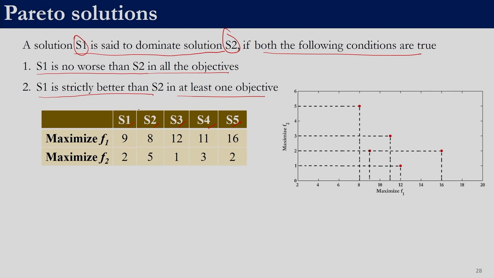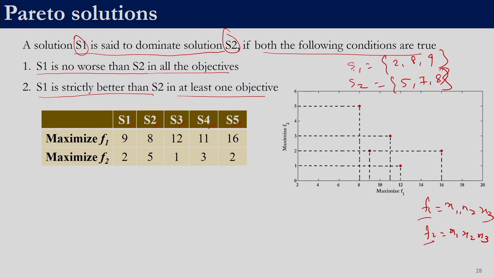Let's say if it is a three variable problem, S1 has, let's say, 2, 8, 9, S2 has, let's say, 5, 7, 8, and then we have two objective functions, F1 is some relation between X1, X2, X3, and F2 is some other relation between X1, X2, X3, right? If we plug these decision variable values into these objective functions, we will get F1 and F2 for each of the solutions. That is what is shown over here. Solution S1 has an objective function value of 9 and an objective function value of 2. Similarly, the other solutions have their respective objective function values.